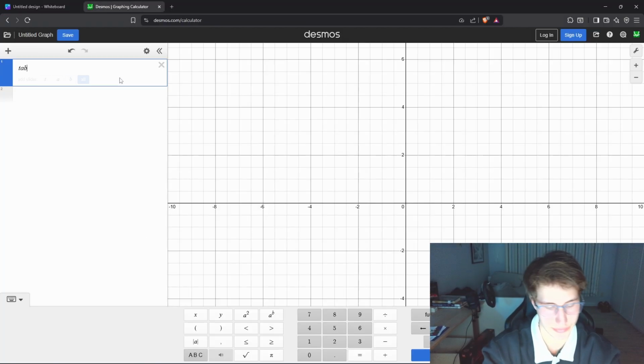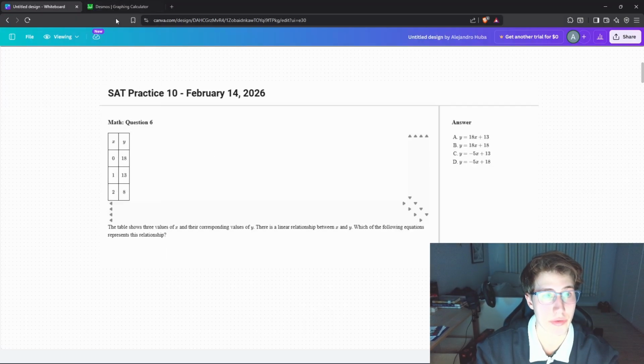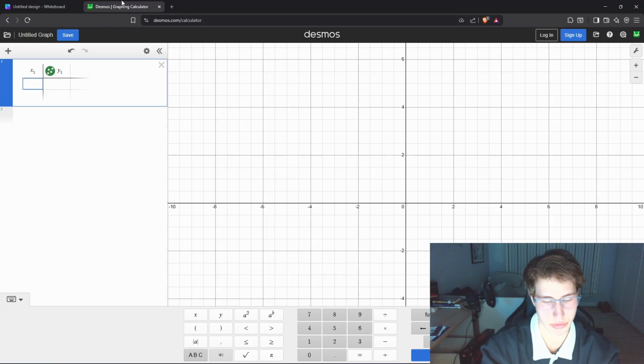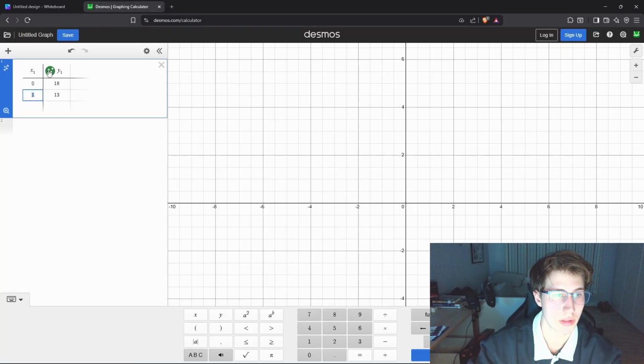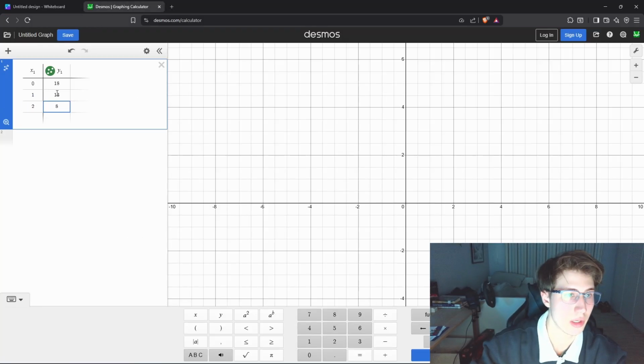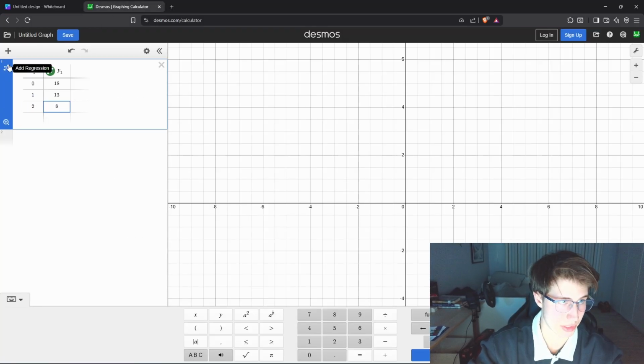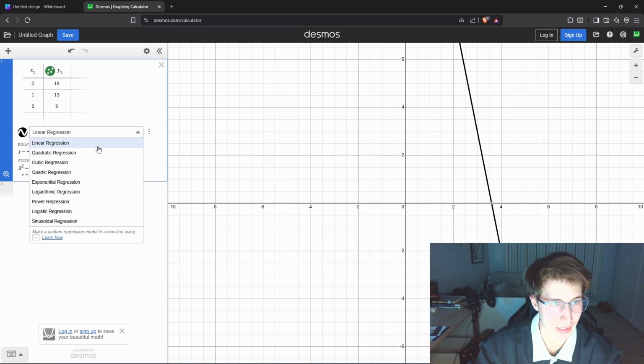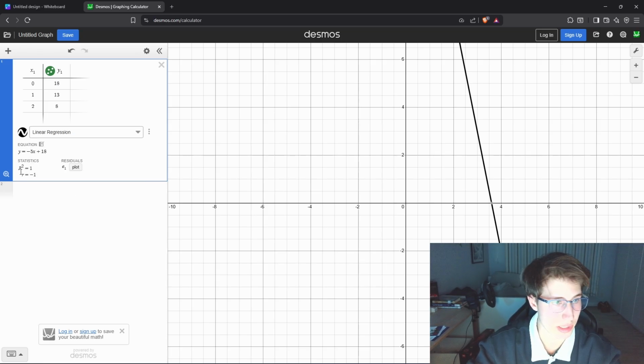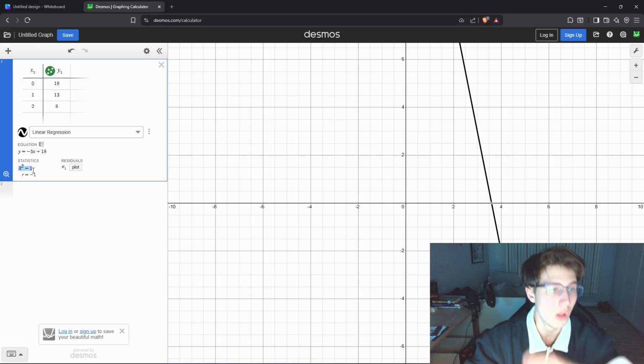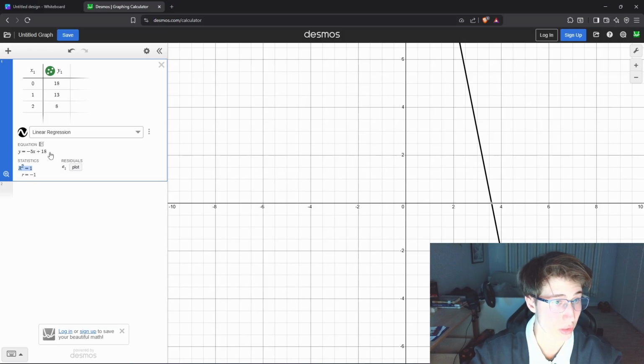Or, if it's a harder one, or asks for anything other than linear, what you could do is type the values into the chart here, and tell Desmos, by pressing here, to add a regression and give you a regression for all of these. And here with the R value, it'll tell you how good of a fit it is.